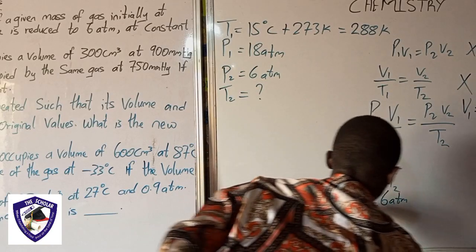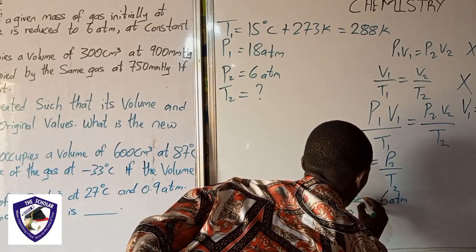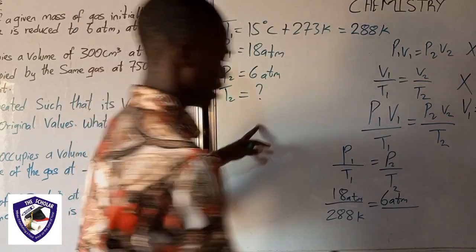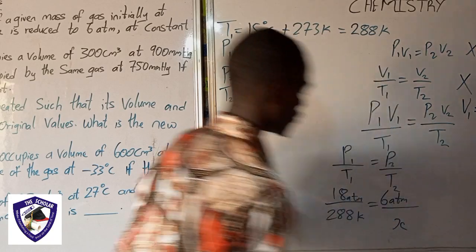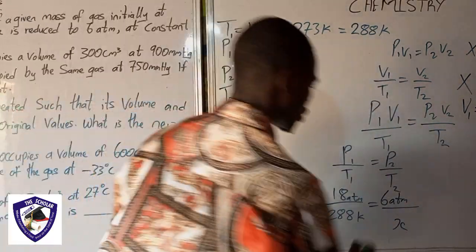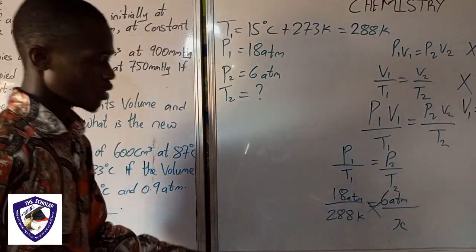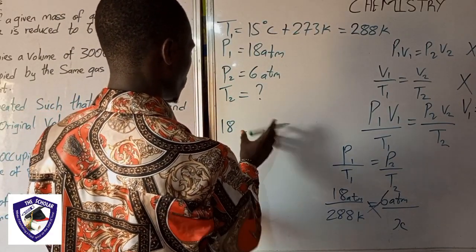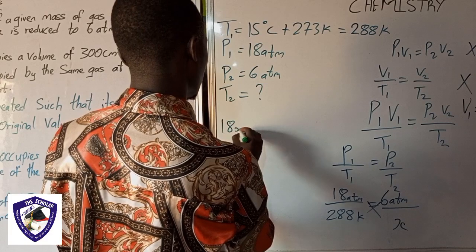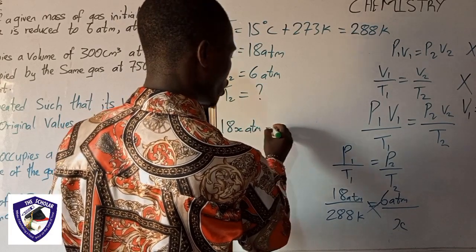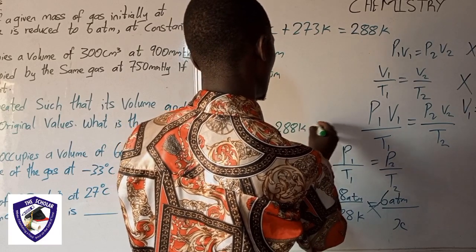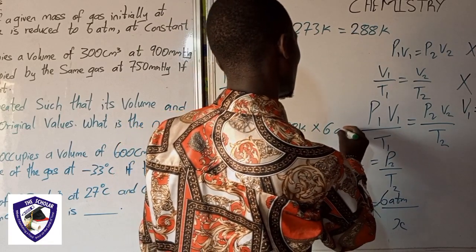You can decide to write the unit while you solve so that you will not forget. Then your temperature X, that is what we are looking for. So from here you cross multiply. So we have 18x atm equal to 288 Kelvin multiplied by 6 atm.